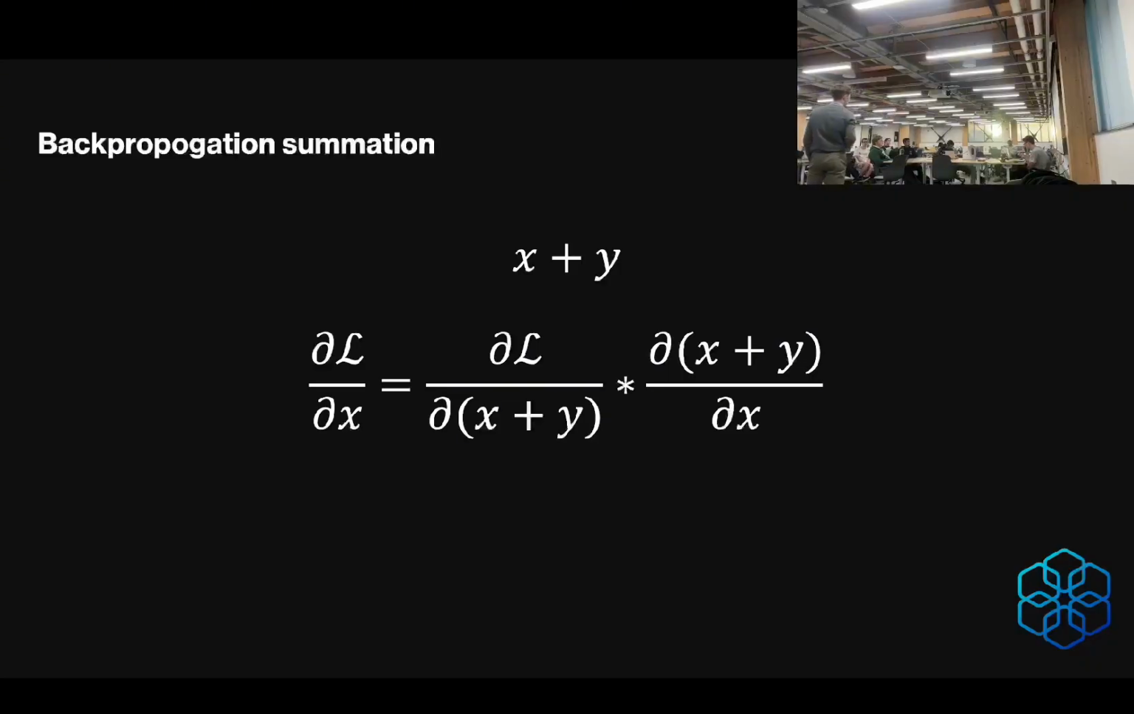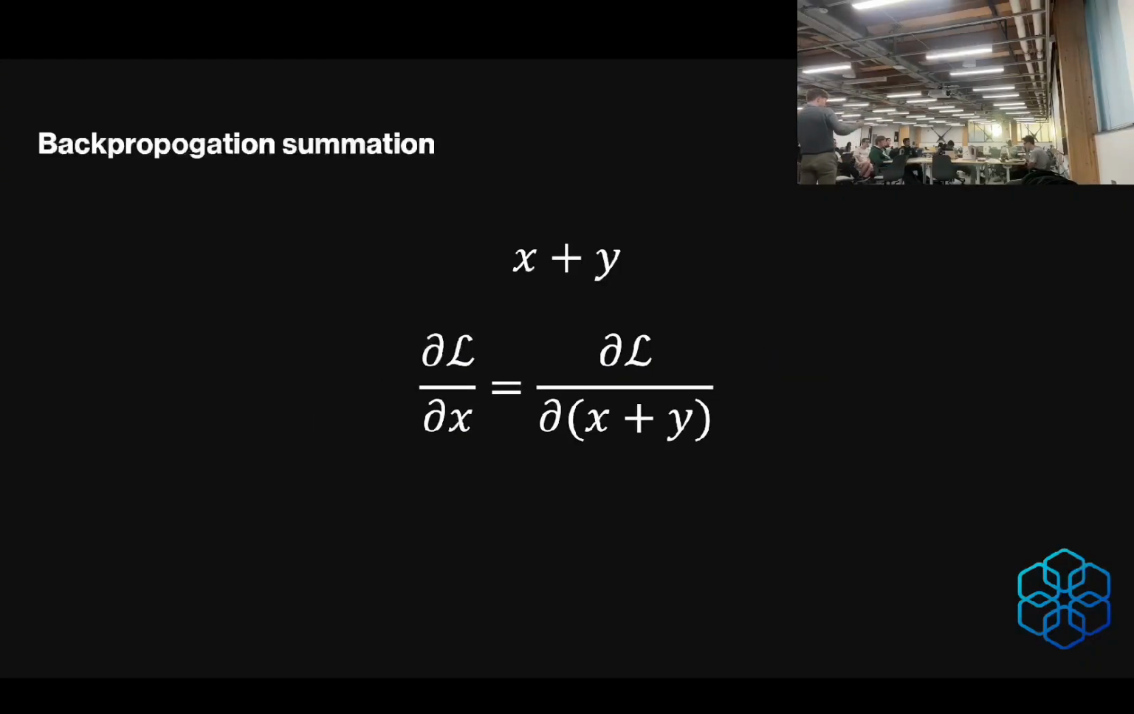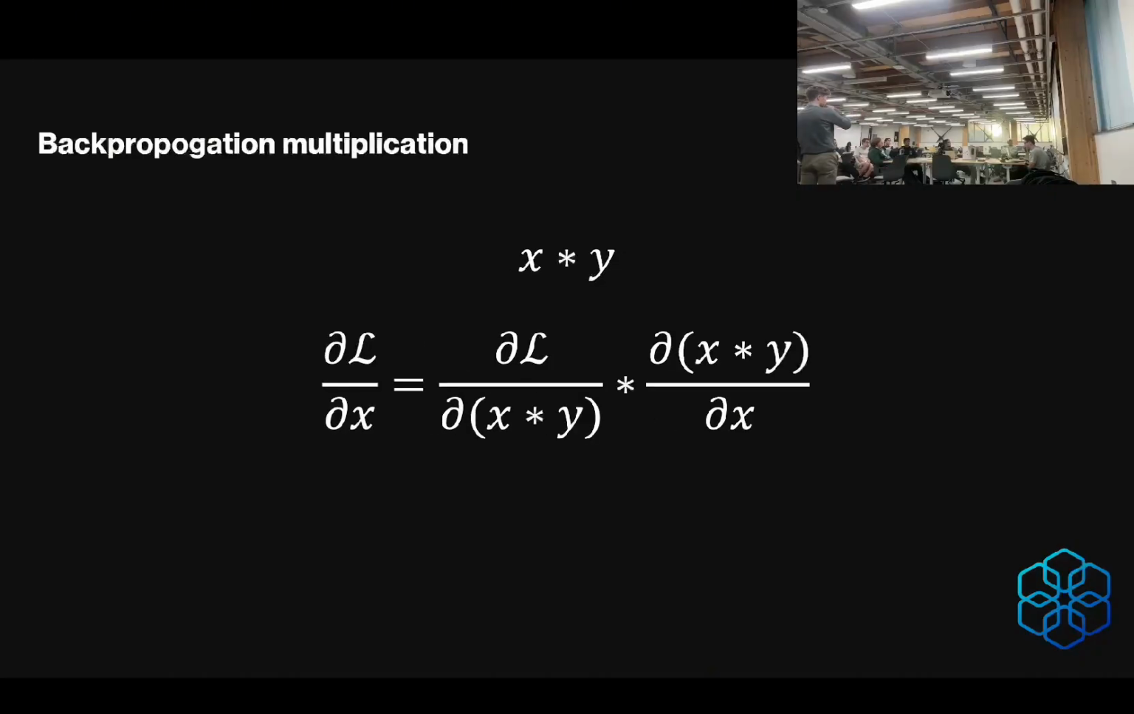And then, so you can see here. All right. And then for multiplication, it's kind of the same thing: we are just going to take the derivative of the loss with respect to x times y, and then multiply that by the derivative of x times y with respect to x. So we're going to use the gradient up in the chain towards the loss and then multiply it by the other value in our multiplication process.